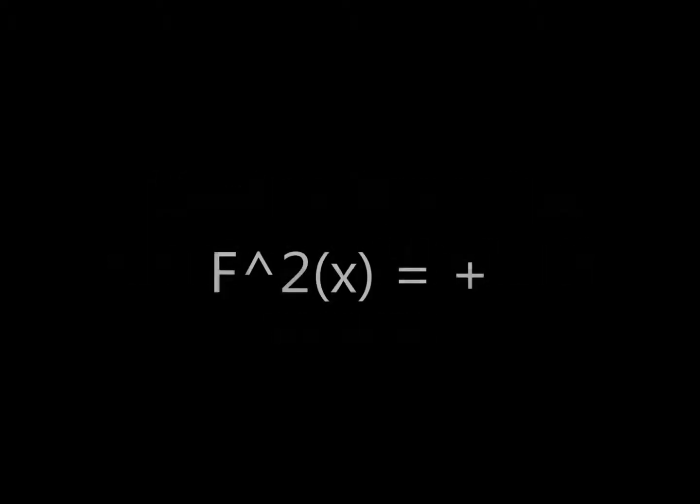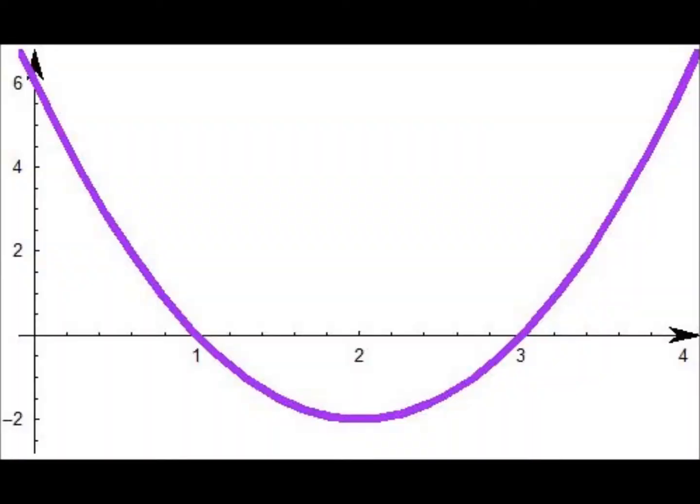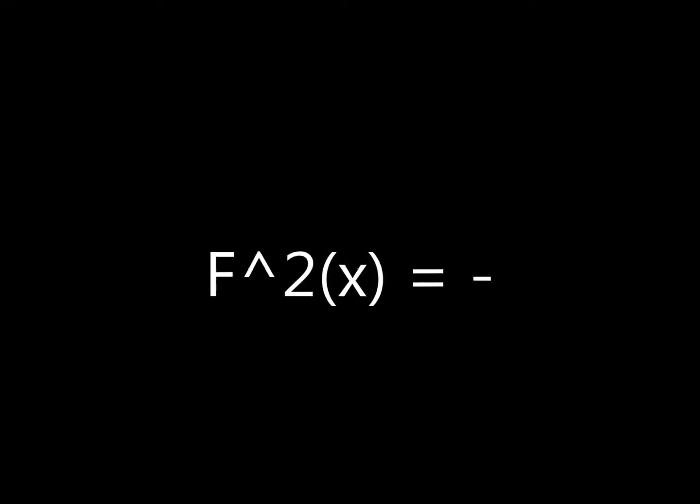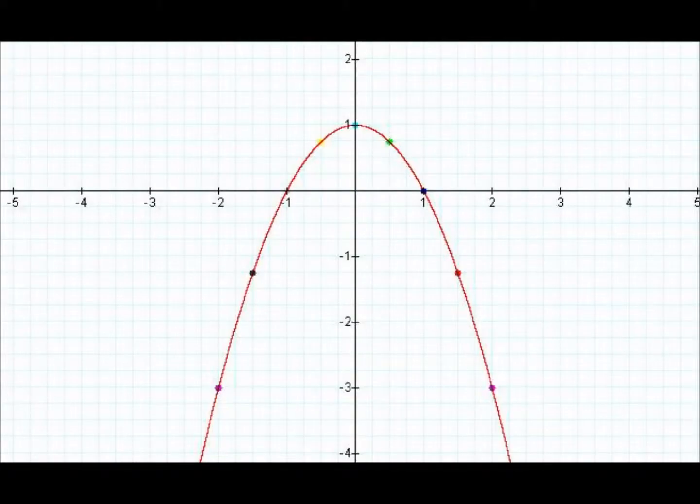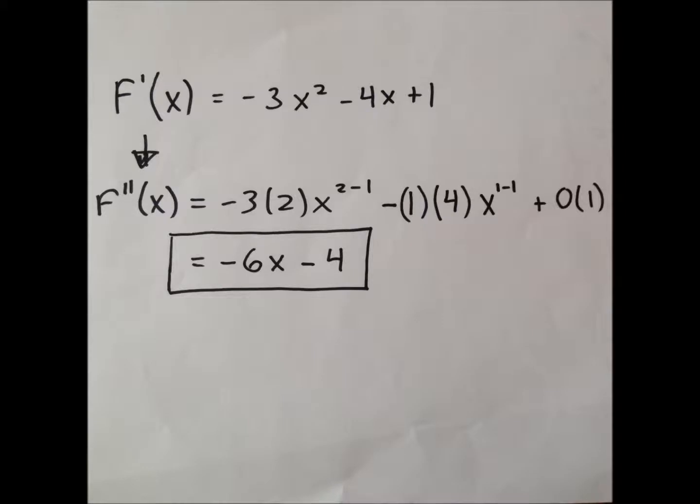The second derivative test is used to determine concavity of the local extrema. If the answer is positive, this means that the point is concave up. Therefore, it's a local minimum. If the answer is negative, then the point is concave down. Therefore, local maximum.